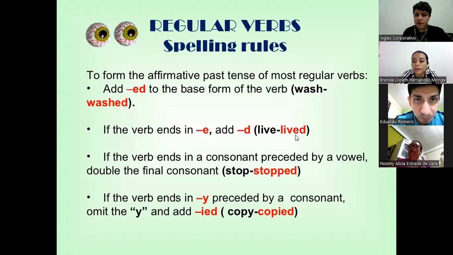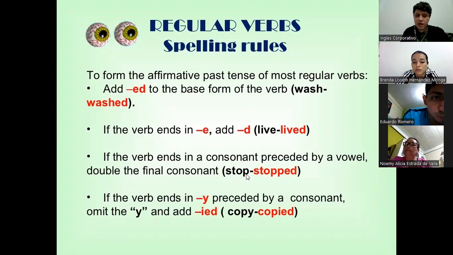Lived, okay? Lived. Ahora tenemos, dice, if the verb ends in a consonant preceded by a vowel, double the final consonant, okay? So guys, this one is very easy. Dice que si el verbo termina en una consonante, pero antes está una vocal, debemos doblar o copiar de nuevo la última letra, okay?